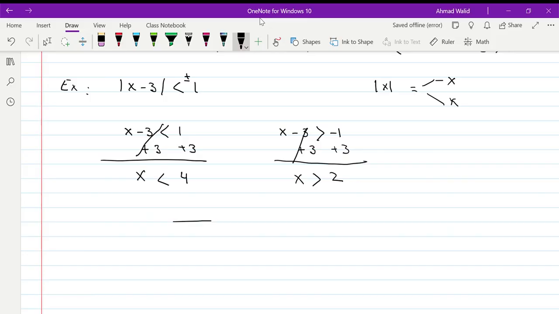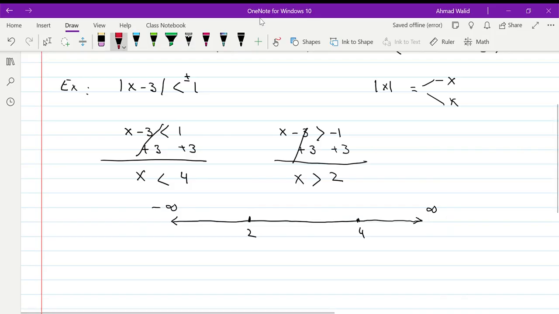Now you're graphing, or marking, both answers on the same number line. Here you have negative infinity, here you have positive infinity. Your points are 2 and the other one is 4, correct? Graph both of them at the same time. X less than 4, of course, parentheses, moving to the left. X greater than 2, parentheses, moving to the right.